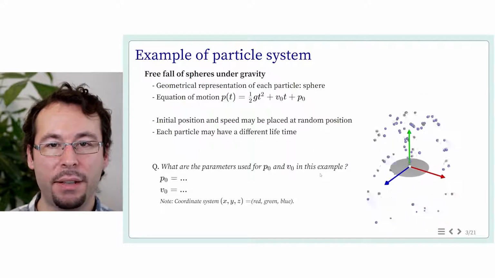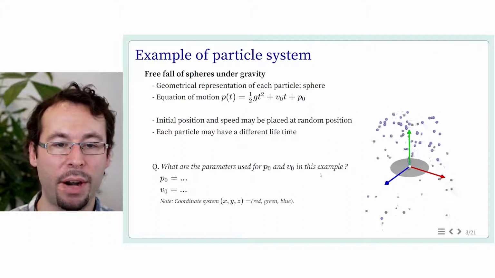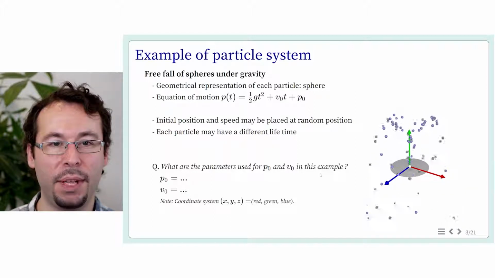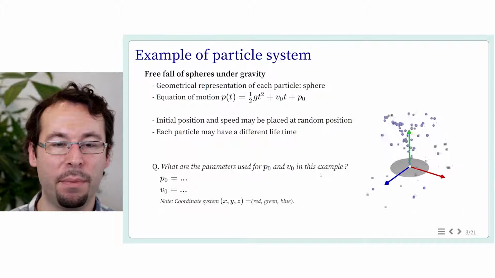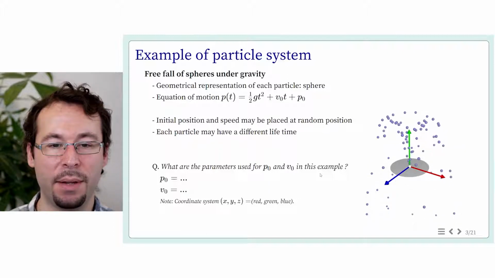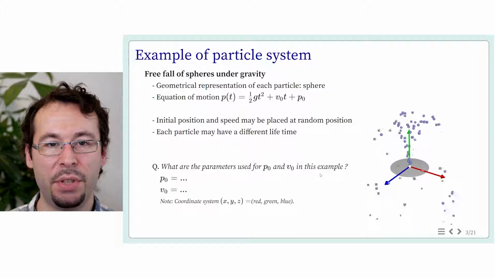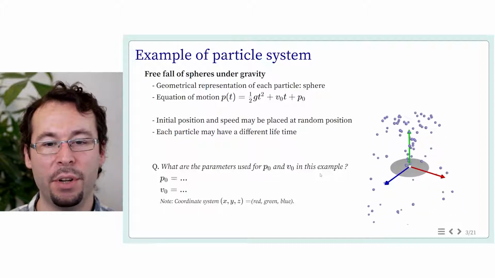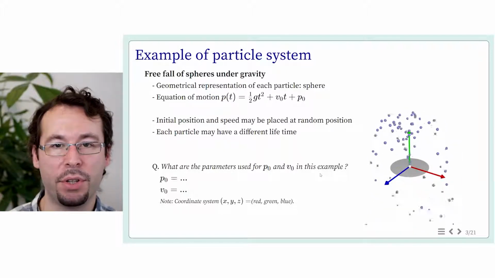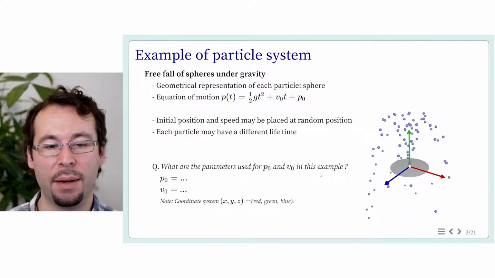And here is a basic example of particle systems where the particles follow a free fall under gravity. In this case, the geometric representation of each particle is a sphere, and the equation of motion is given by the standard parabola: p at time t equals 0.5 times g, the constant of gravity, times t squared, plus v0 t, where v0 is the initial velocity, plus p0, where p0 is the initial position. So to mimic some complex motions, initial positions and velocities can use random values, limited lifetime, and so on.